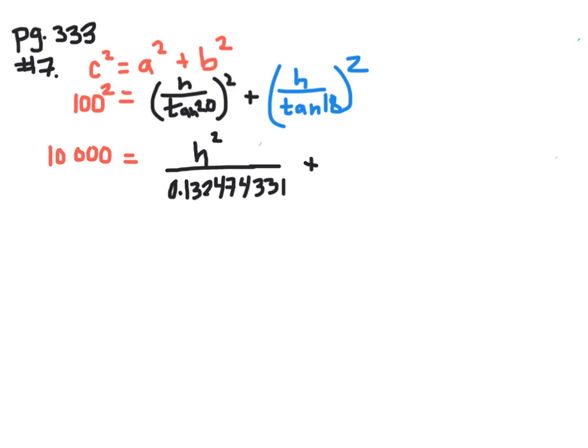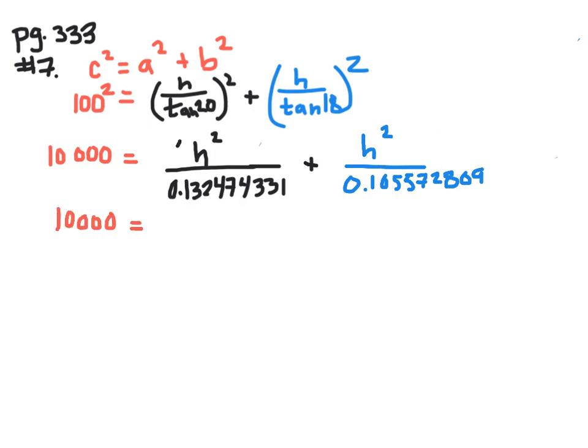Another way of doing it would be to actually leave the bottom as tan squared 20 and do the same to the second fraction, and then factor out an h squared from both. But I'll do it this way here. So I'm going to square both top and bottom here, again squaring the h, and then doing tan of 18 and squaring that, I get 0.105572809.